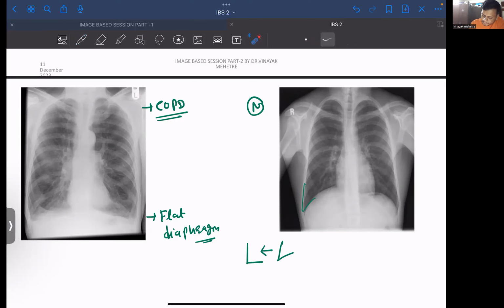Okay, come back again. The intercostal space is almost the same. Now take a look over here. What is happening? The intercostal space is increasing. That is called widening of the intercostal space. This is the classical feature that you will see on X-ray of a COPD patient.